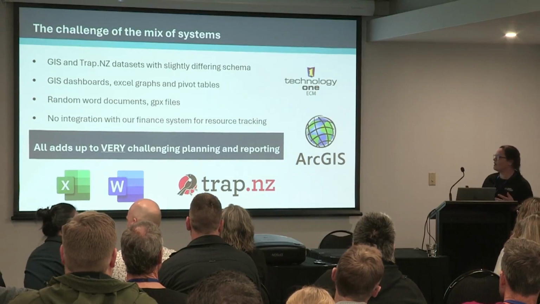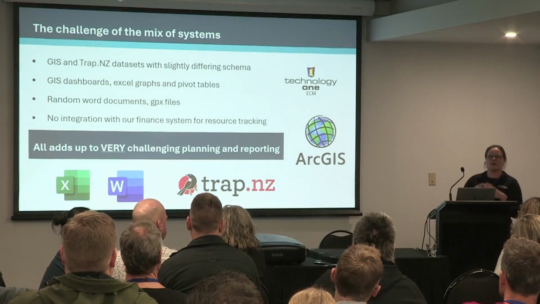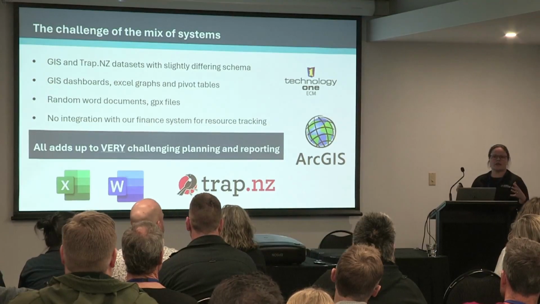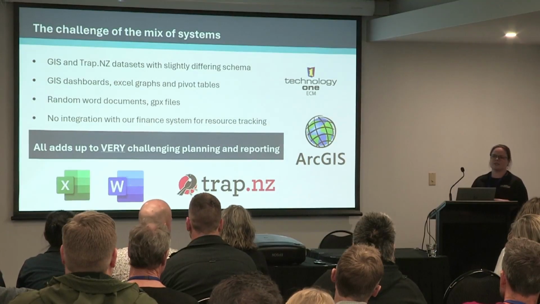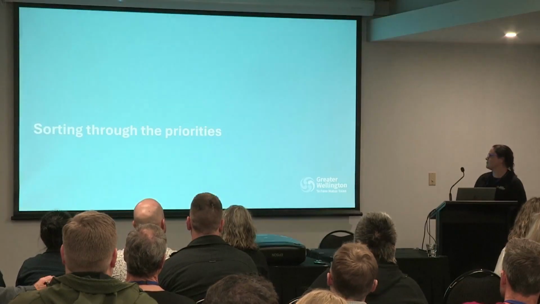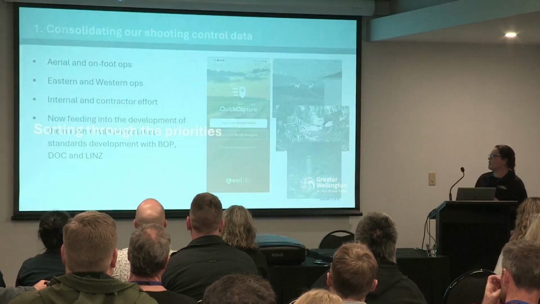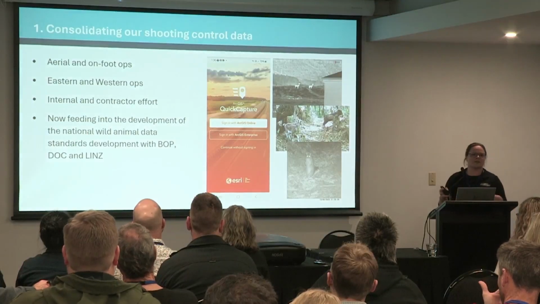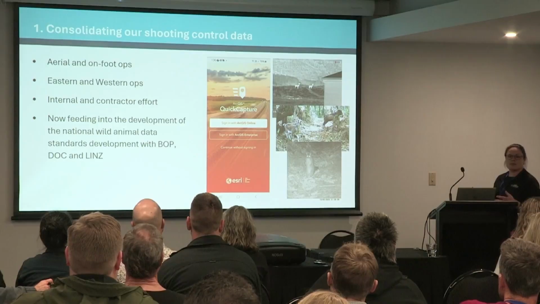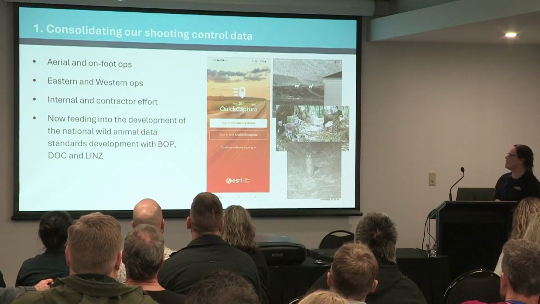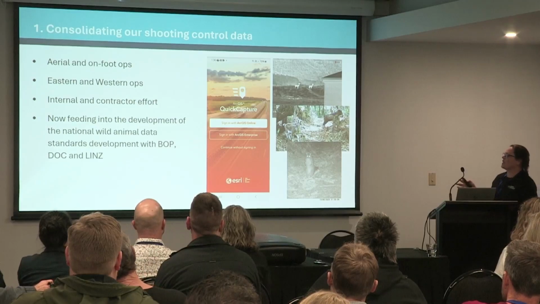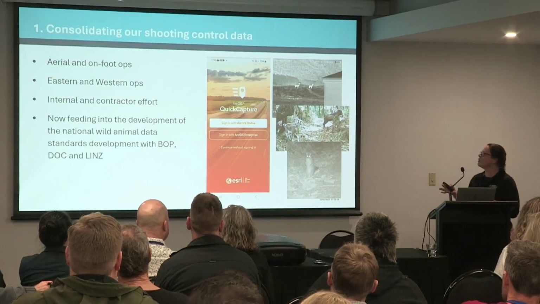So over the last year and a half, I spent quite a lot of time with the team working through everything they had and started setting up a prioritization of what's first. How can we start approaching this in a way that's going to make this iterative management really easy? Our first priority was getting all of our shooting control data into a single place. We've really harnessed the Esri suite in this and leaned on development of Quick Capture. And that was developing a tool for our aerial and on-foot operations.